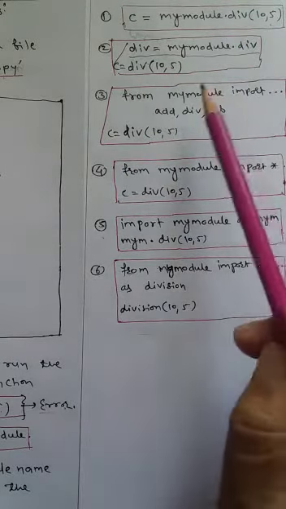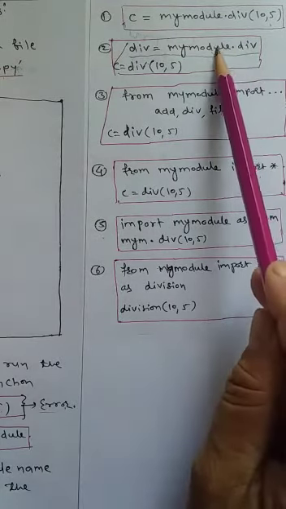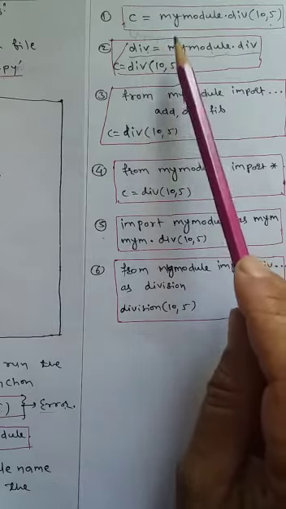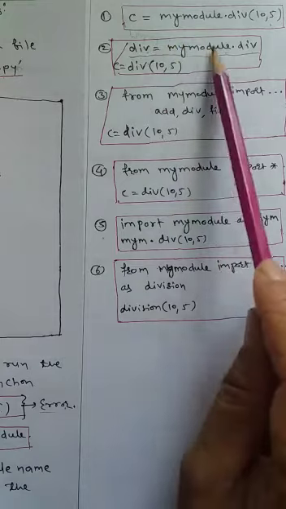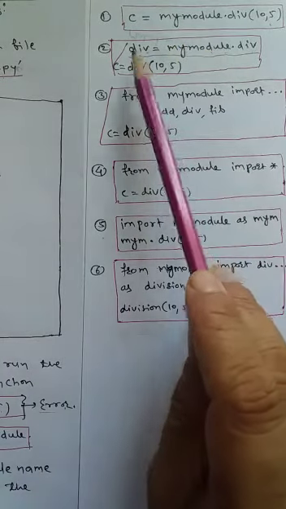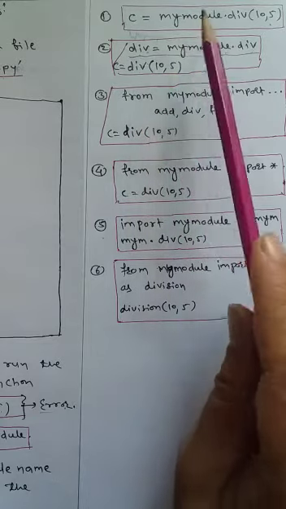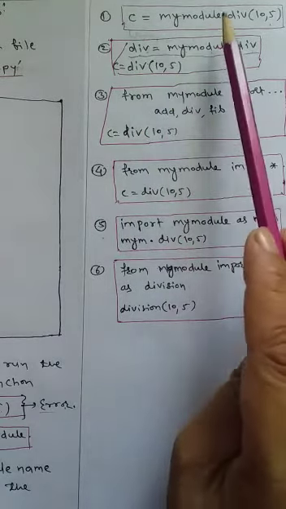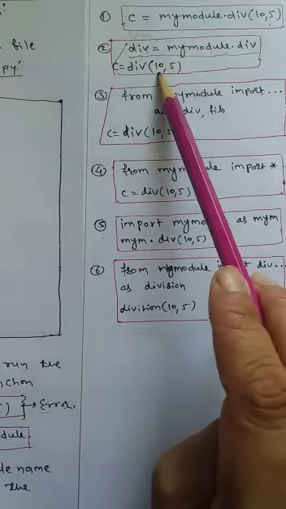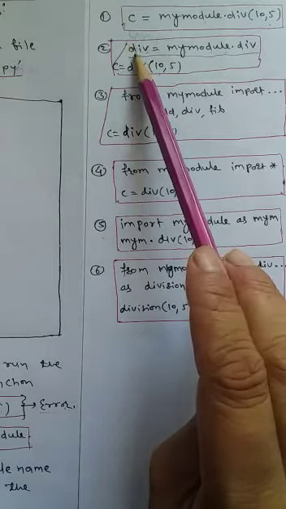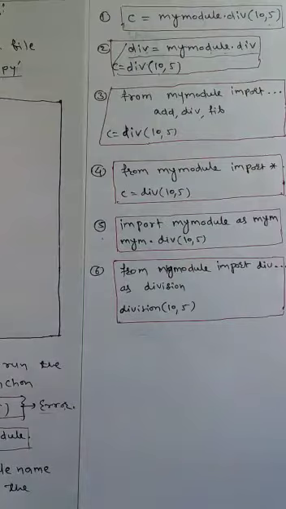Now what will happen due to this? mymodule.div gets an alias name, and that alias name is div. Now instead of referring every time with the name of the module and the function, you can refer to this function directly as div and write c is equal to div(10, 5). See the difference between the first and second: in the first we have to write mymodule, but here there is no need, because you have taken an alias name. For that you have to write an additional statement.